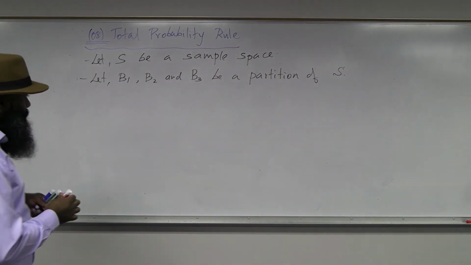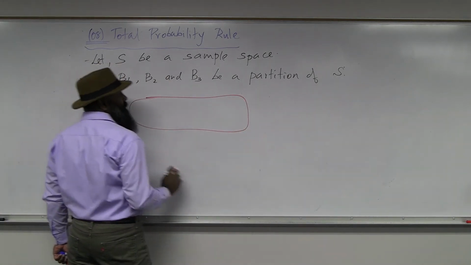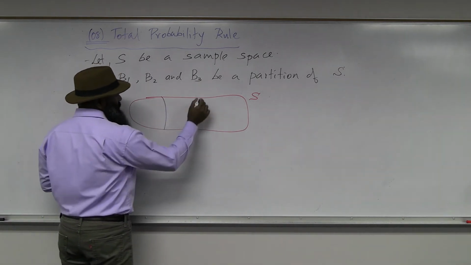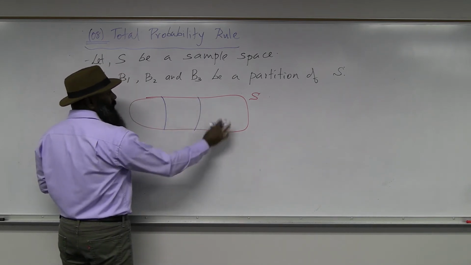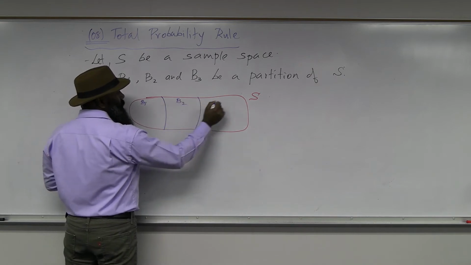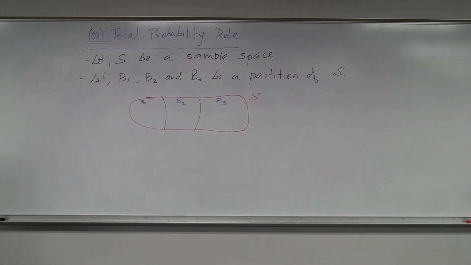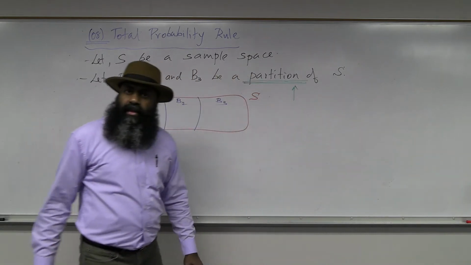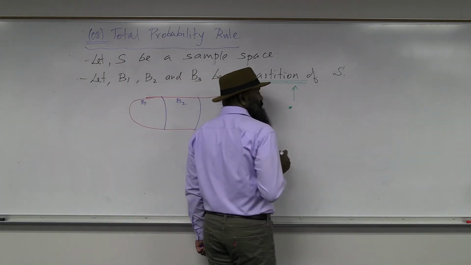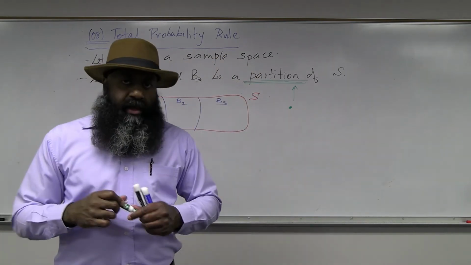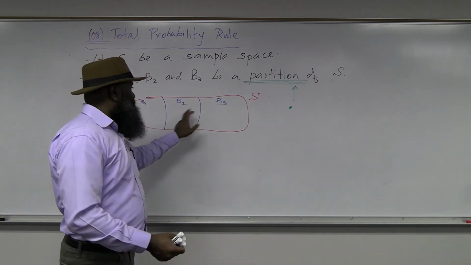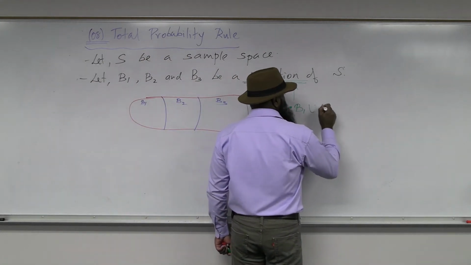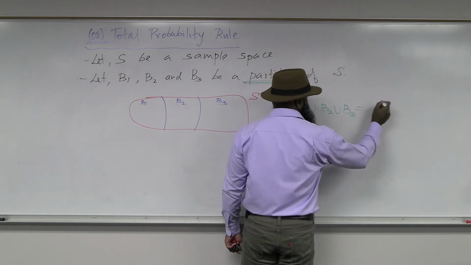So using a Venn diagram, I can show it. Let's say this is my sample space, and I'm going to partition this into three pieces. So this is my B1, this is my B2, this is my B3. The term partition is very important. The meaning of that term has two pieces. The first piece is, if you take the union of all of these pieces, we get the sample space. That means B1 union B2 union B3 gives the sample space.